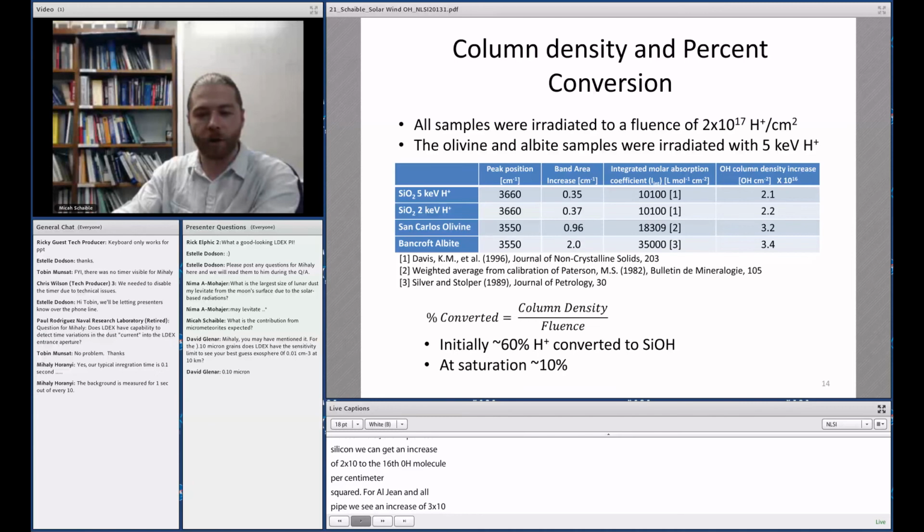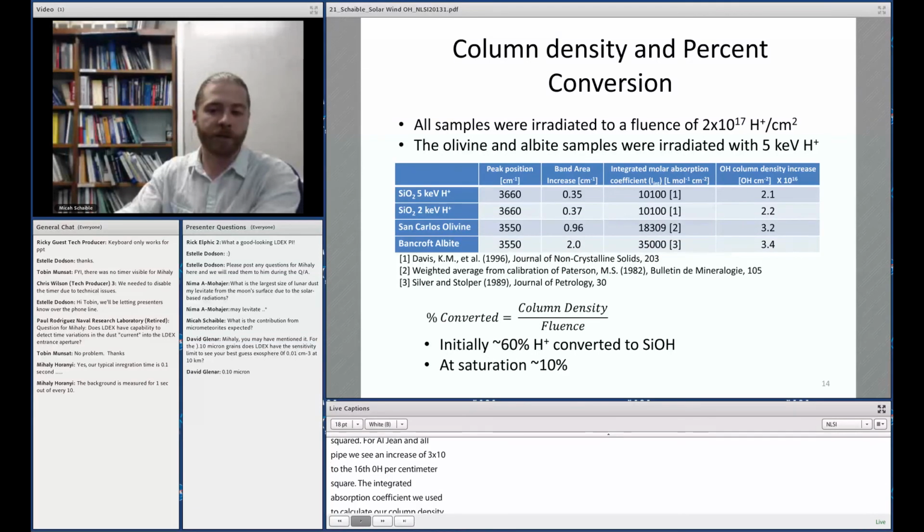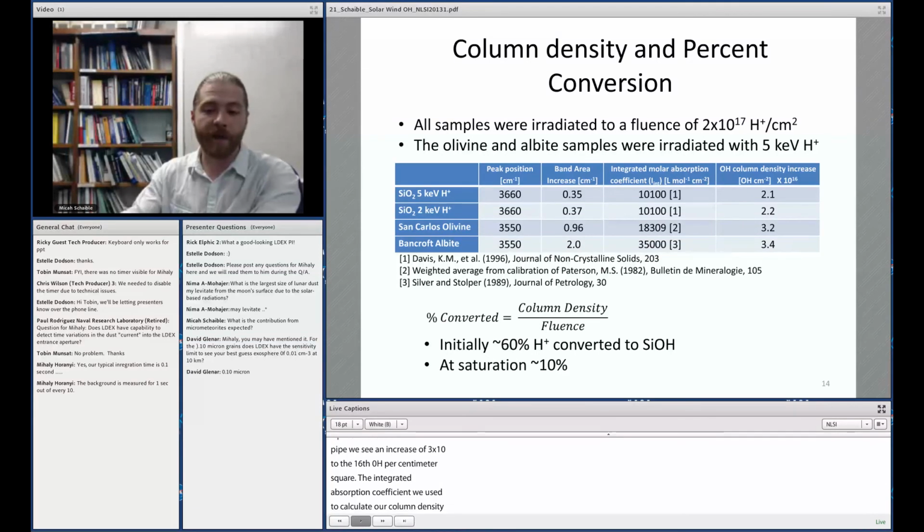OH per centimeter squared. It's important to note here that the integrated molar absorption coefficients that we use to calculate our column density were taken from the literature and were found using minerals that had not been irradiated. Now, it's possible that these coefficients could change for irradiated minerals, but at this moment, this is the best that we have to work with.